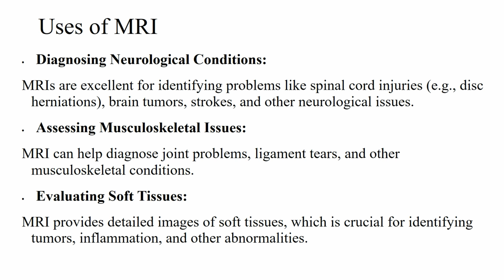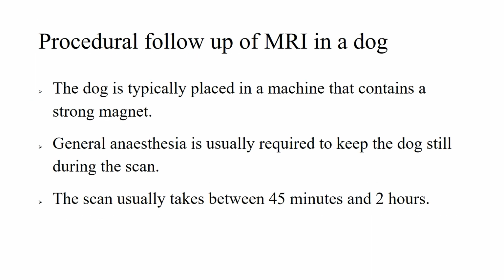The MRI can give a lot of different pictures of the spinal cord or its injuries, or sometimes disc herniations, brain tumors, strokes, and other neurological diseases. It can also better assess musculoskeletal issues related to the joints, ligament tears, and other musculoskeletal conditions. It also helps in evaluating soft tissue injuries, and it gives better detail of these soft tissues, which helps in identifying different tissue problems such as tumors, inflammations, and other abnormalities.